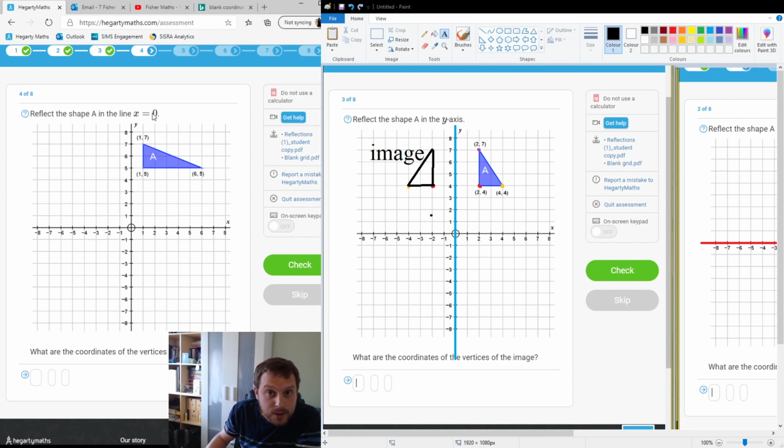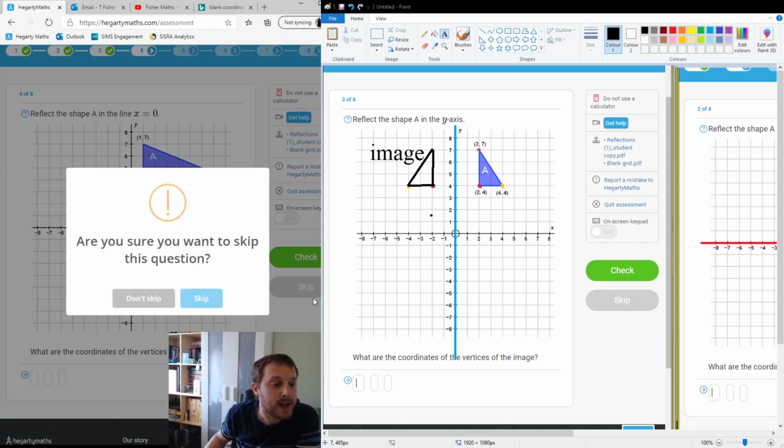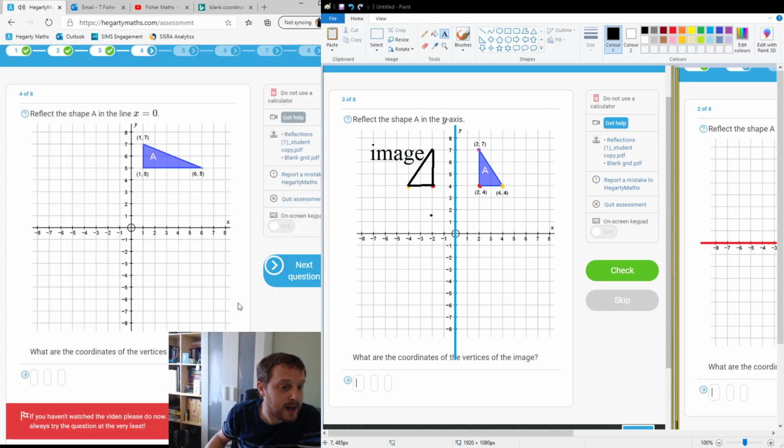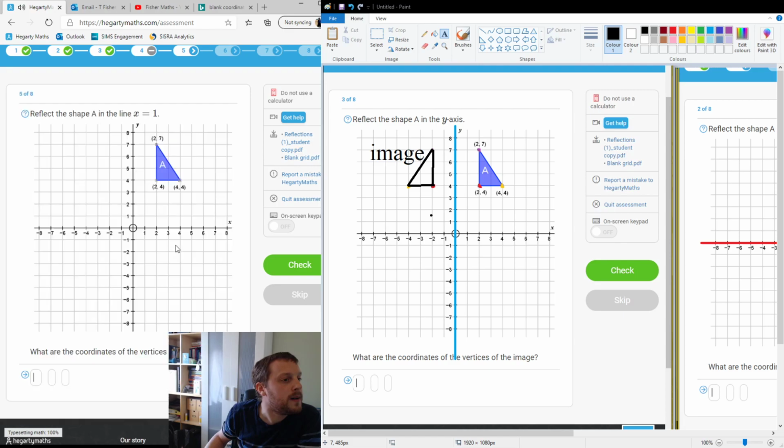Right, I'm not going to answer this one. I'm just going to simply remind you that x equals 0. If you've made your little notes and you're looking at your notes, x equals 0 was the y-axis. It's another way of saying the y-axis. So I'm actually going to skip this question, get it wrong by skipping it, and have a look at the next question. Right. This is the first question where it actually says x equals and then it's not 0.